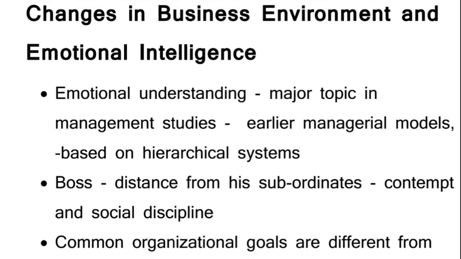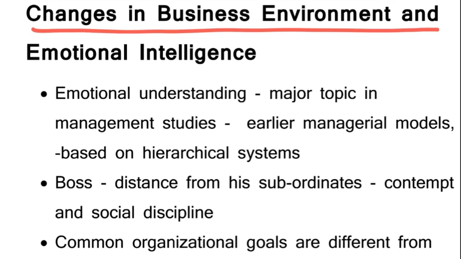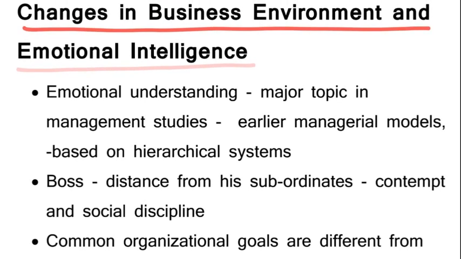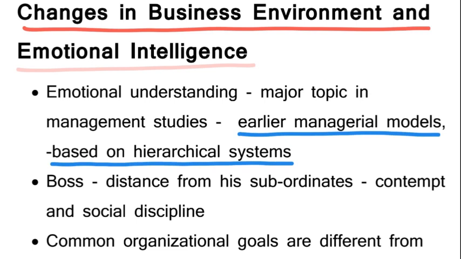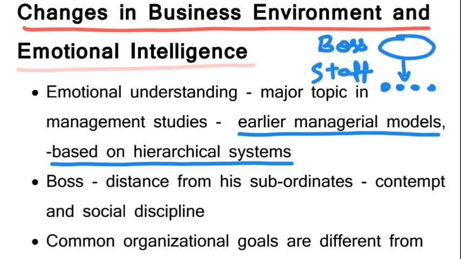Next topic is changes in business environment and emotional intelligence. In recent years, emotional intelligence has become a major topic in management studies. Its emergence is a drastic change in old thinking. In earlier managerial models, which were based on hierarchical systems, senior executives were placed at a higher level. The boss used to keep a distance from his subordinates. He feared that familiarity would breed contempt and social discipline would decrease.